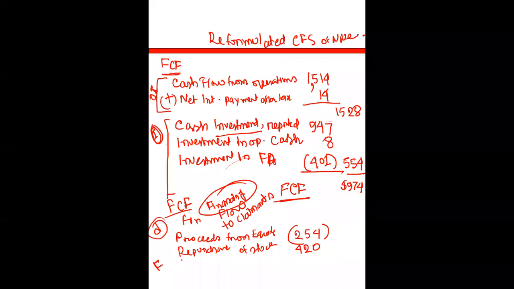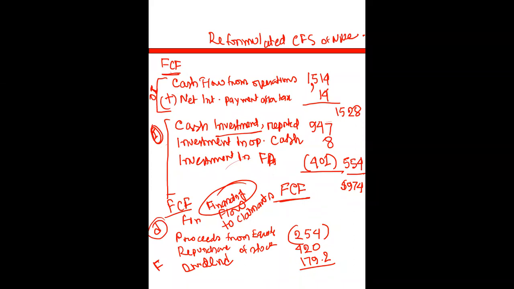Okay. So let me write here the dividend, and it is here how much? 179.2. Now, if you add all of this, what is it? It is the net payment to the equity holders, right? Net payment to the equity holders. So can you tell me what is the summation? Is it 345? It is 345, right?